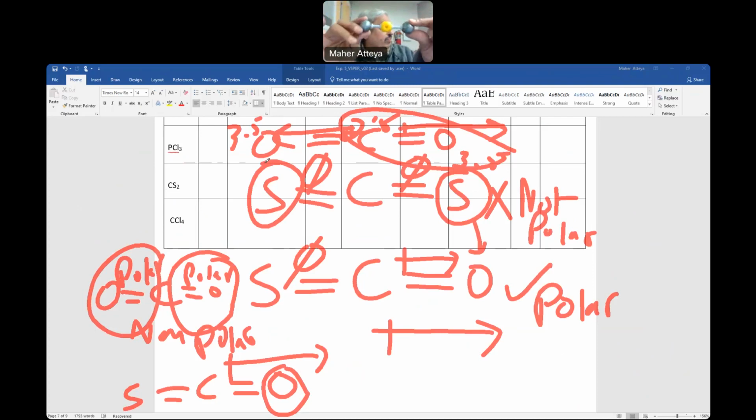Everybody's looking. So make a picture of it and upload it to this CS2. Okay, guys, this is CS2. This is carbon. Those are two sulfur, and then 180 degrees. So I take the last one.